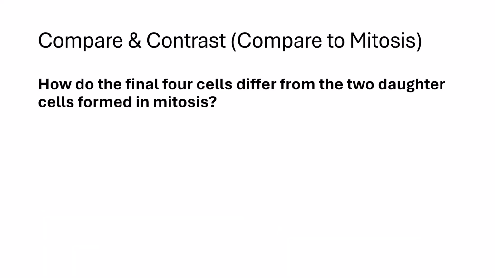Now that you've completed the meiosis model, compare the final outcome to what you saw in mitosis. In mitosis, the goal is to make identical copies. In meiosis, the goal is something very different. Consider both the number of chromosomes in each cell and whether the cells are genetically the same or different from one another. Pause the video and write your answer before continuing.